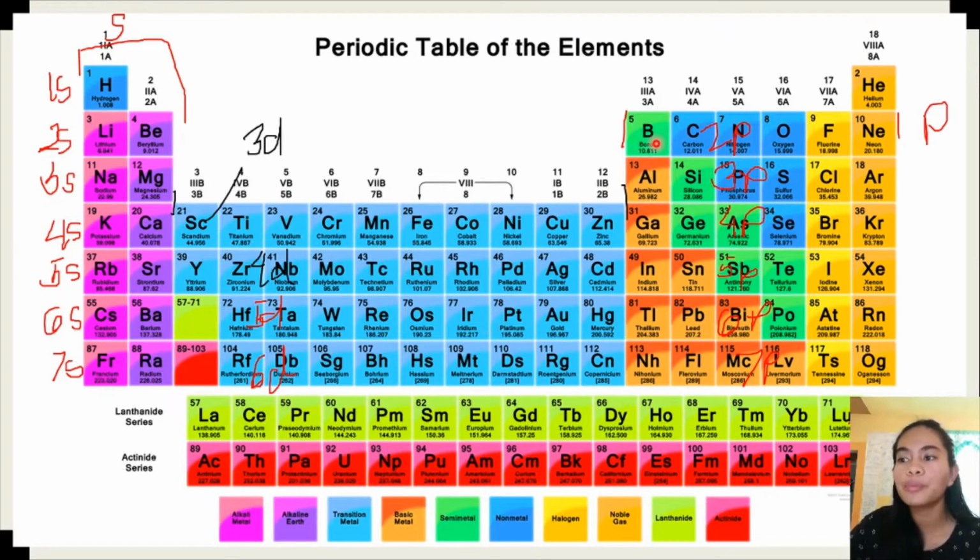Okay, what about boron? Boron is here on the 2p. The subshell of boron is 2p.